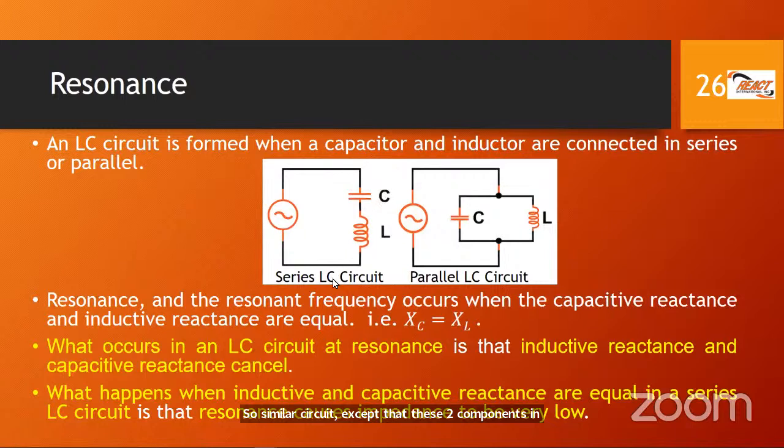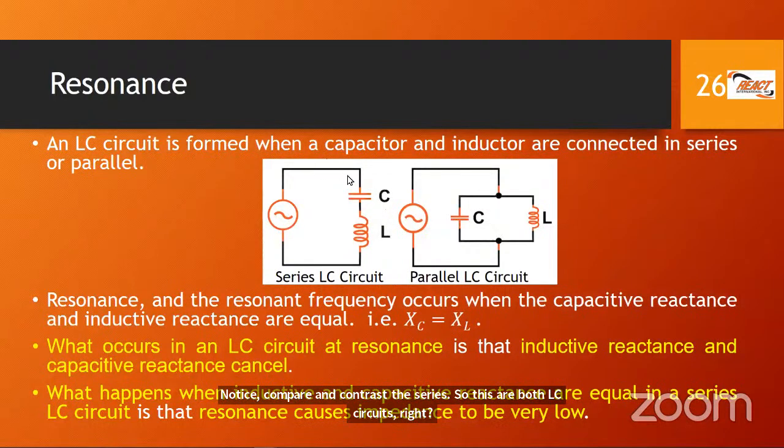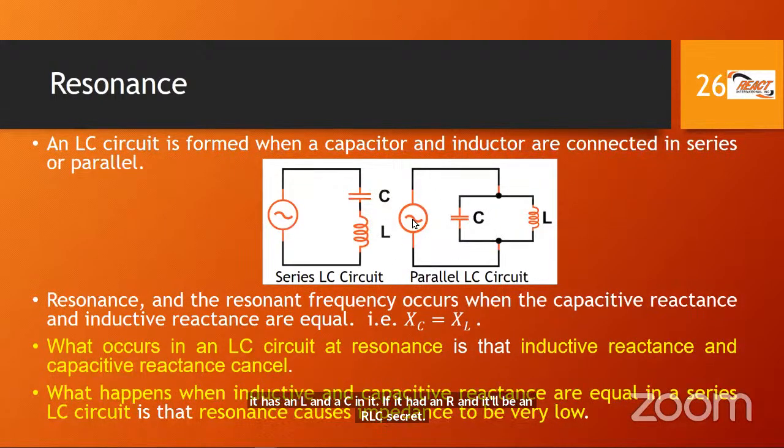That's why we call it a series LC circuit. L because we have the coil or the inductor, and C because we have the capacitor. So it's a series LC circuit. On the right-hand side, it's a parallel LC circuit because the capacitor and the inductor are in parallel. This is what we mean by connecting them in parallel. Compare and contrast to series. These are both LC circuits because they have an L and a C in them. If there was an R in it, it would be an RLC circuit. So those are some of the terms that we use in electronics.